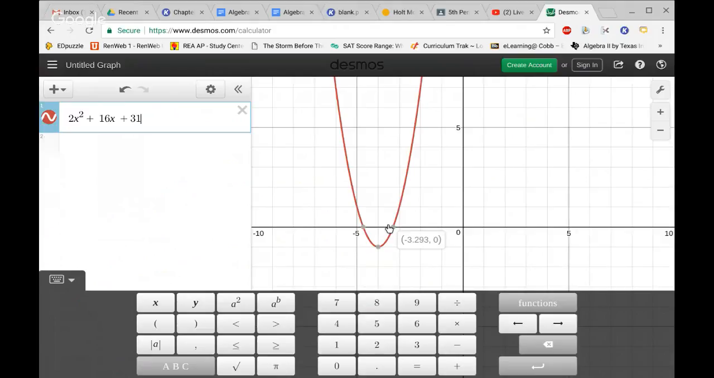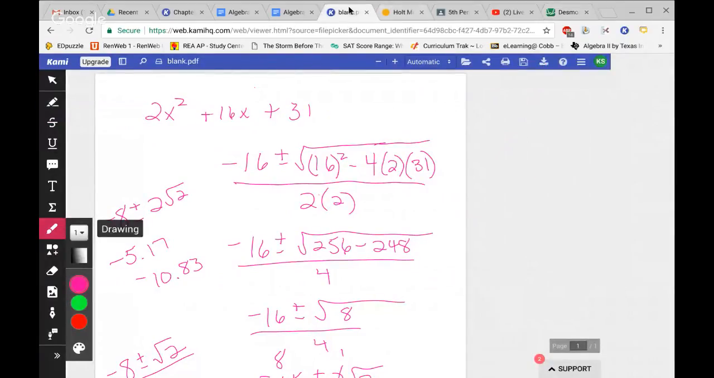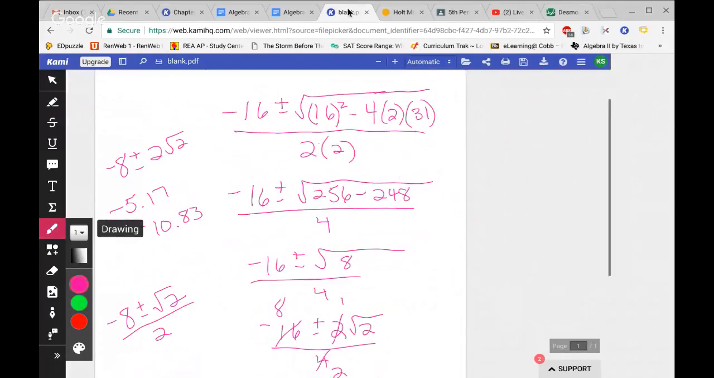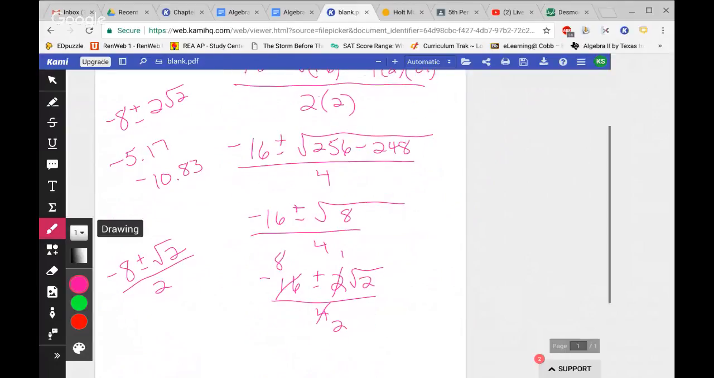Okay, see on Desmos where it says negative 3.293 and then negative 4.707. Those are our goals for getting those. So that's where it crosses the x-axis. I'm going to try it one more time.